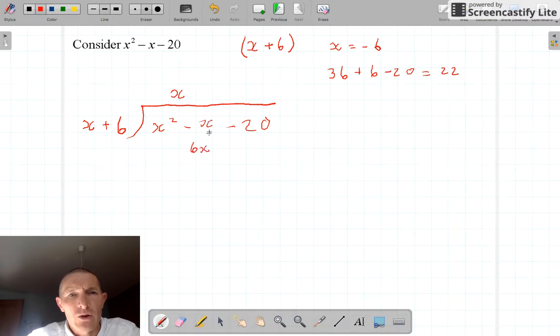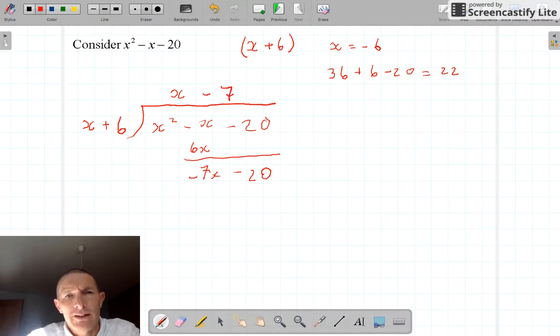And we're going to do this one, always take away this one. So it's going to give me minus 7x. And this just drops down to give me minus 20. Now I'm going to divide again by x. So minus 7x divided by x gives me minus 7.